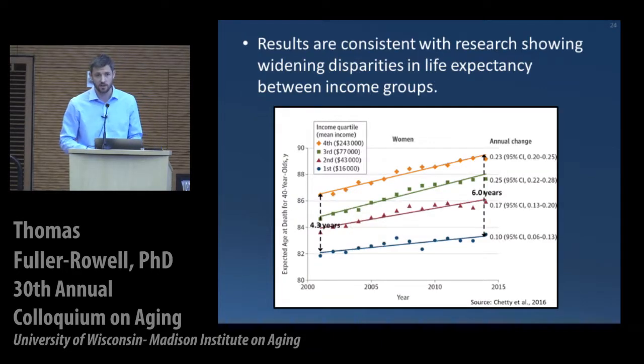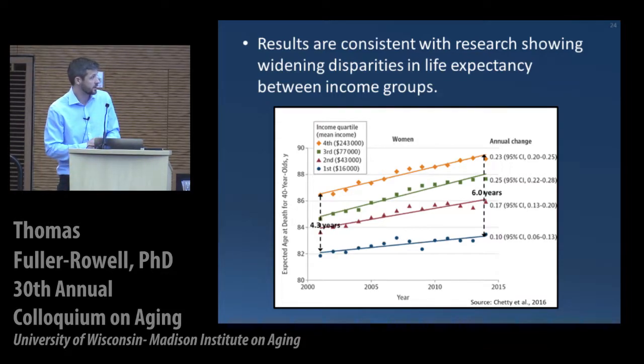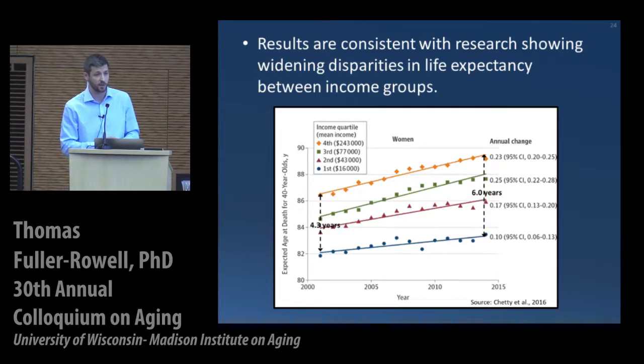So these findings are consistent with other recent research on this topic. This is a recent study which looked at socioeconomic disparities in health among adults over time. Just in this period between 2001 and 2014, this study showed substantial increases in the social class gradient in health in the United States. In 2001, the gap in life expectancy between the top 25% and the bottom 25% was 4.3 years. By 2014, that gap in life expectancy had increased to 6 years.